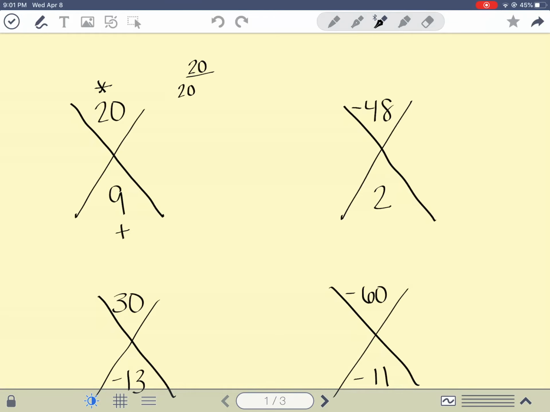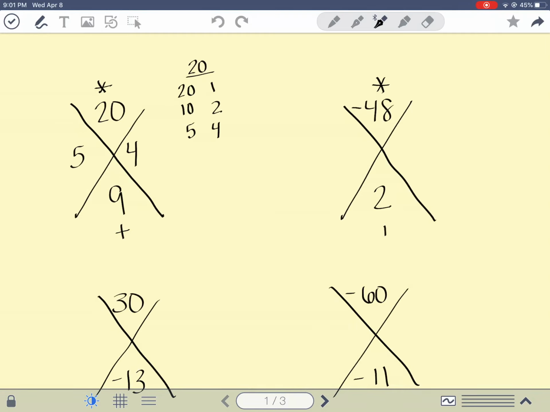Okay, so let's look at our factors of 20. So I know that I've got 20 and 1, I've got 10 and 2, and I've got 5 and 4. These are all of our factors of 20. Okay, so I know 20 times 1 gives me 20, but 20 plus 1 is not 9. Okay, 10 times 2 is 20, but 10 plus 2 is not 9. 5 times 4 is 20, and 5 plus 4 gives us 9. So I know that these two are going to be 5 and 4.